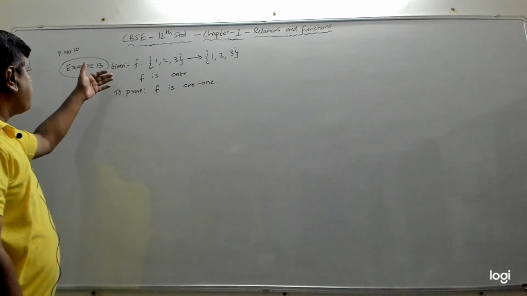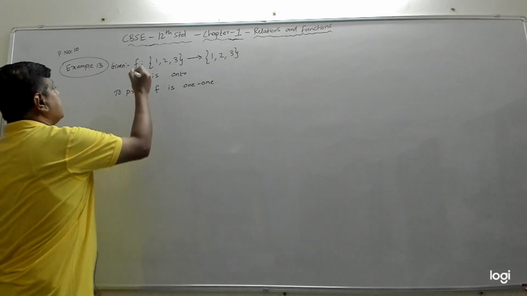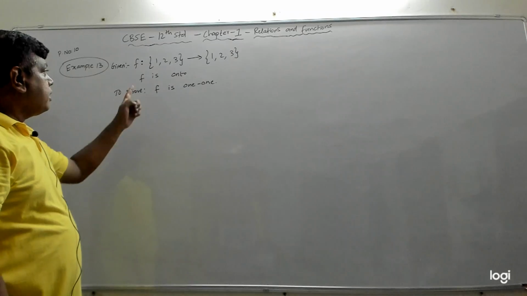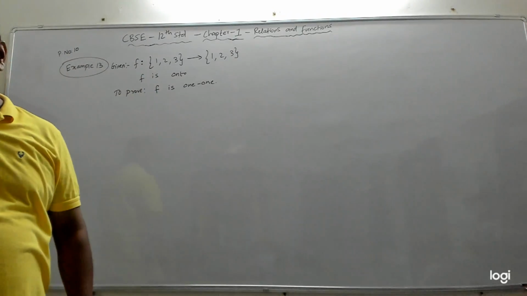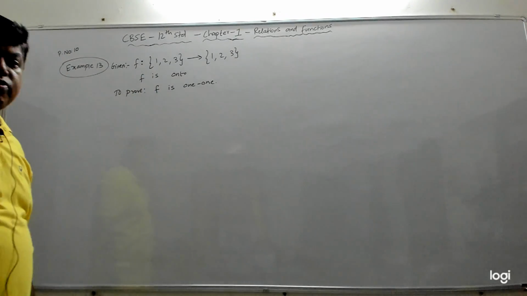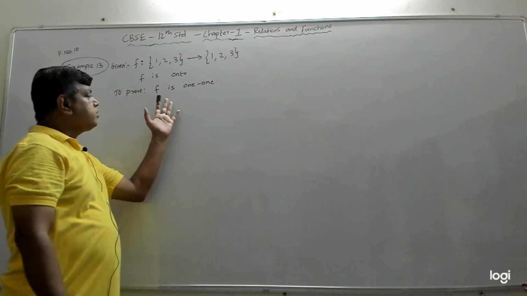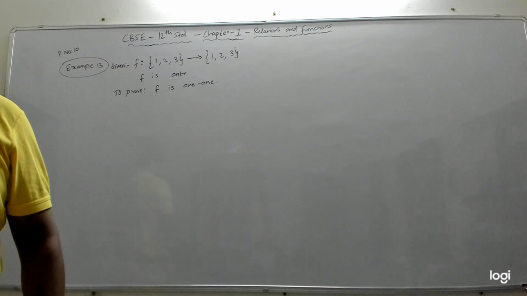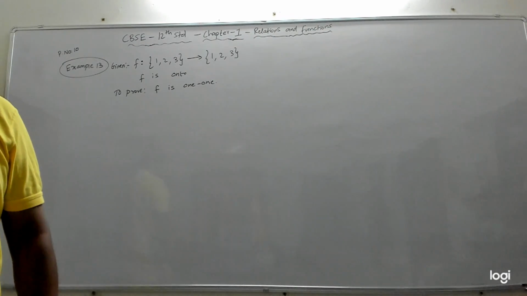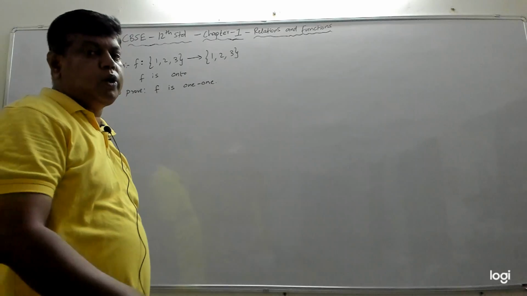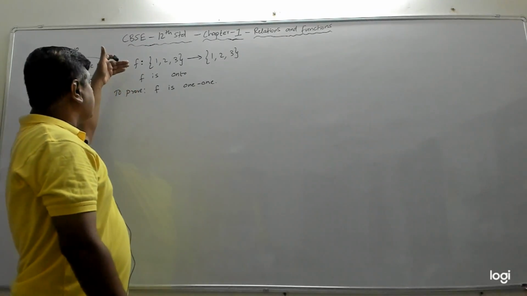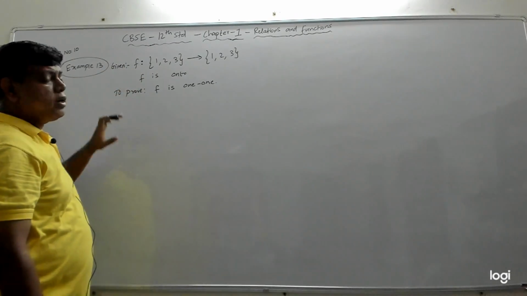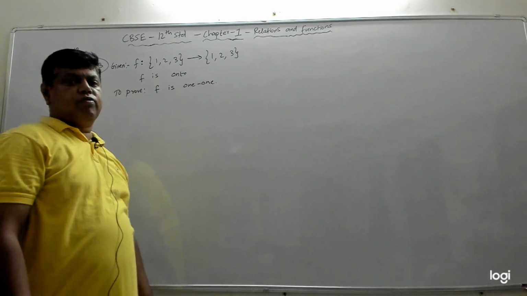So what is given is f is a function from the set {1, 2, 3} to {1, 2, 3}, and f is an onto function. What we have to prove is that f is 1 to 1. Example 13 says show that an onto function f from {1, 2, 3} to {1, 2, 3} is always 1 to 1. So it is given that f is a function from this set to this set and f is onto. So these two are given. We have to prove that f is a 1 to 1 function.